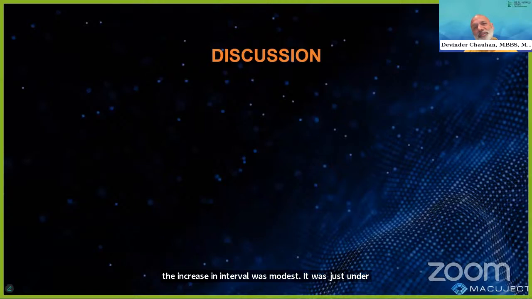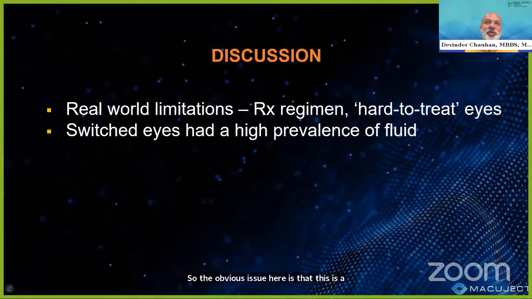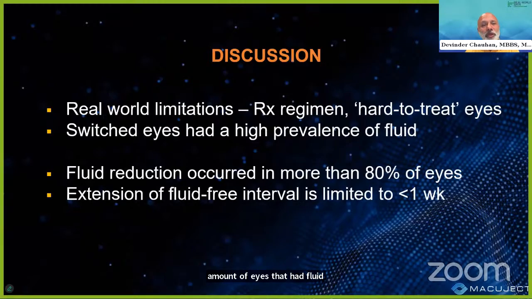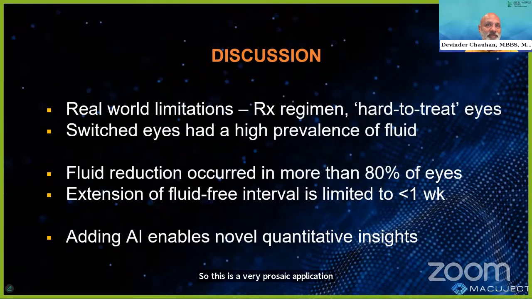So the obvious issue here is that this is a real world study looking at spontaneous treatments that were totally at the free will of the retina specialists. These were obviously hard to treat eyes, given the amount of eyes that had fluid present beforehand and at the time of switch. What we do know, though, is that there was reduction in fluid for more than 80% of eyes, and there was an extension of fluid-free interval, but just under a week. So this is a very prosaic application of machine learning in real world practice.